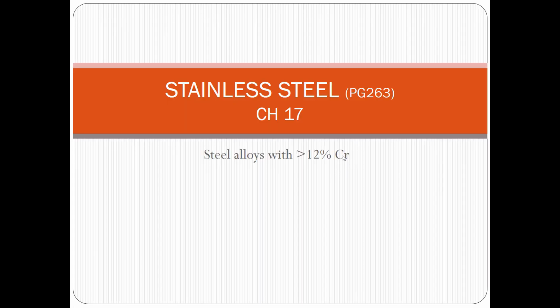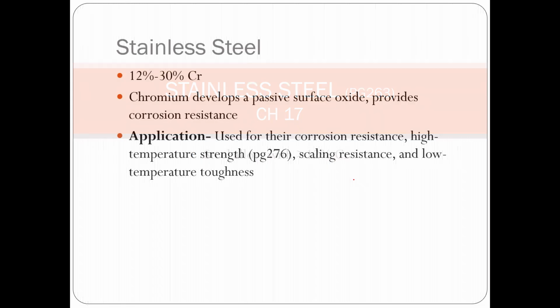Stainless steels. What makes stainless steel stainless? Chrome. What's the minimum amount of chrome necessary? 12%. Technically it's 11.5, but the book says 12, so we'll go with that. What does our chromium do? It creates this passive surface oxide, which provides corrosion resistance. What are the two main reasons that we use stainless steels? Corrosion resistance and high temperature strength.